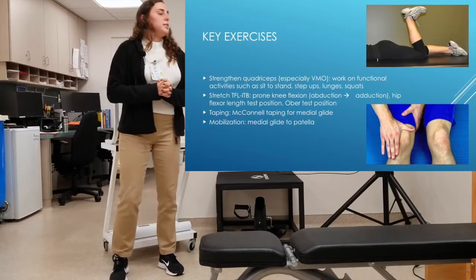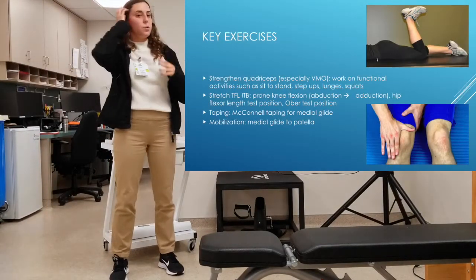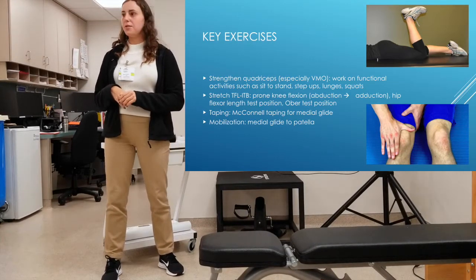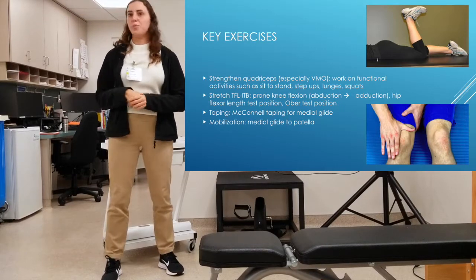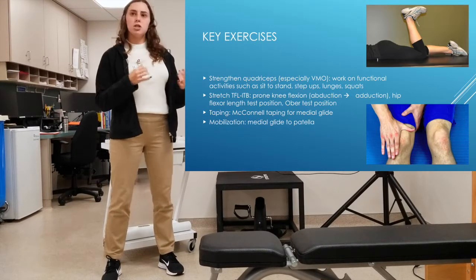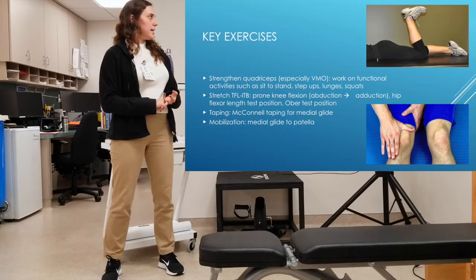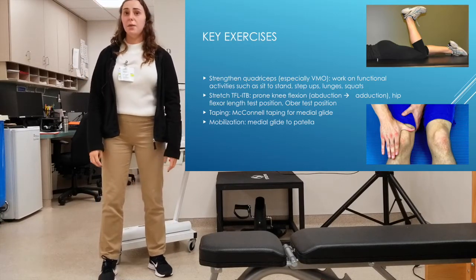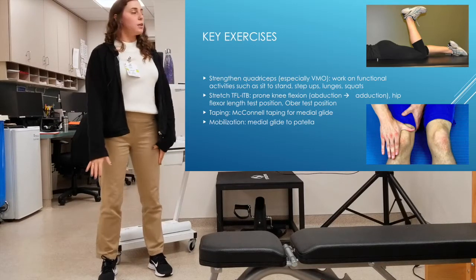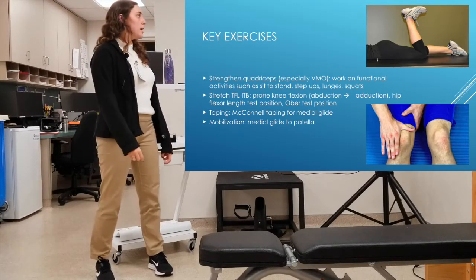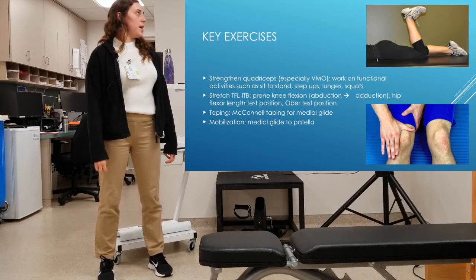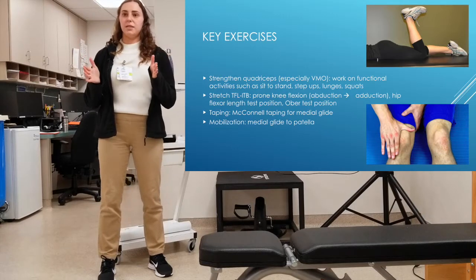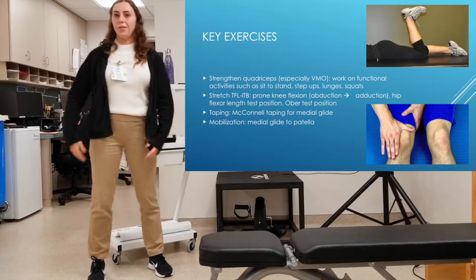So good exercises, we want to strengthen the VMO, so quadriceps in general, but we want to get that medial side of the quadricep working a little bit better so that maybe our patella can be aligned a little more properly. So we could do more functional things: step-ups, sit-to-stands, squats, lunges, all of those are good, just making sure they're in good alignment so we are getting the VMO to work a little bit more and to get a little bit stronger. We want to stretch the TFL and the ITB. So again, that prone position where you're flexing the knee, trying to get them into more adduction puts more of a stretch on the TFL.